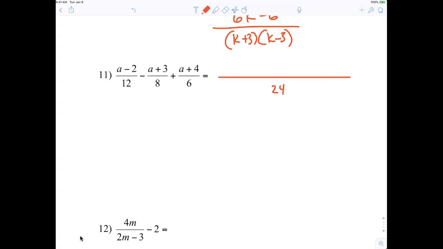24. Okay, now what do I multiply the first fraction by? By what? All right, look, I think that's the best way to do it. Anybody have any questions with how I set that up as a common denominator? All right, now distribute for me.